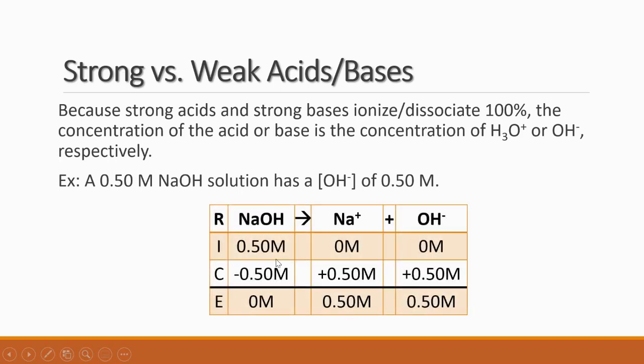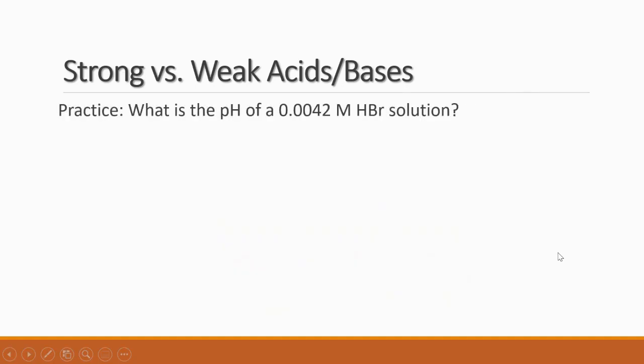Again, looking at this RICE table, if initially it's sodium hydroxide 0.5 molar, all of that sodium hydroxide breaks apart. And so we gain 0.5 molar sodium ions and 0.5 molar hydroxide ions. And so the hydroxide ion concentration is 0.5 molar. So if we know the concentration of the strong acid or strong base, then we know the concentration of hydronium or hydroxide. Let's just look at a quick example of this.